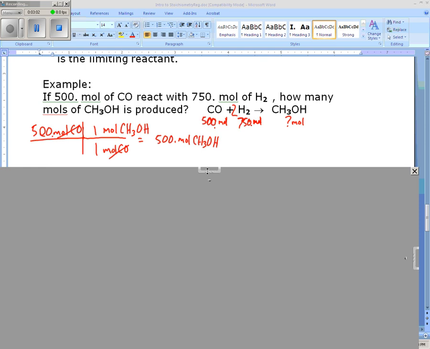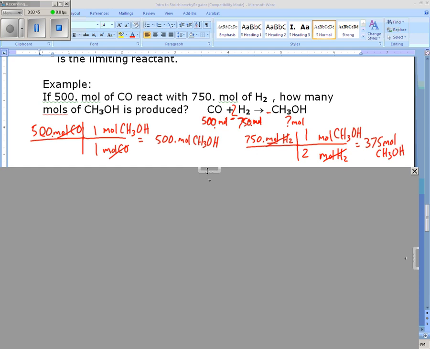Now I'm going to take the other given amount, which is 750 moles of H2, and I'm going to do the same thing and go to the question mark. So, can I use mole ratio? Yes, because I have moles here. So, moles of H2, and then moles of where the question mark is, CH3OH, and it's 2 because of the coefficient here for hydrogen, and 1 because of the coefficient here for methanol. Moles of H2 cancel out, and I'm left with 375 moles of CH3OH.